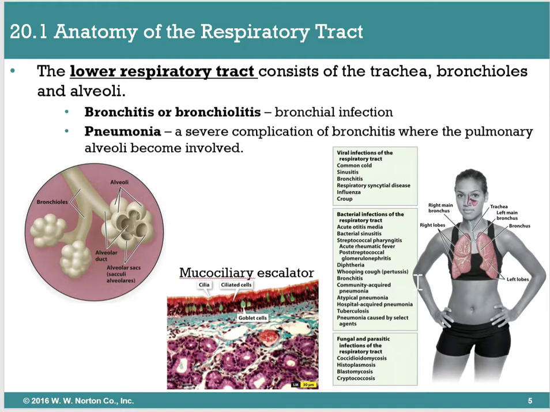And then also, if your bronchitis progresses, then a lot of times there's a complication called pneumonia. So this is where your pulmonary alveoli become involved. That is the part of the lungs where gas exchange occurs.